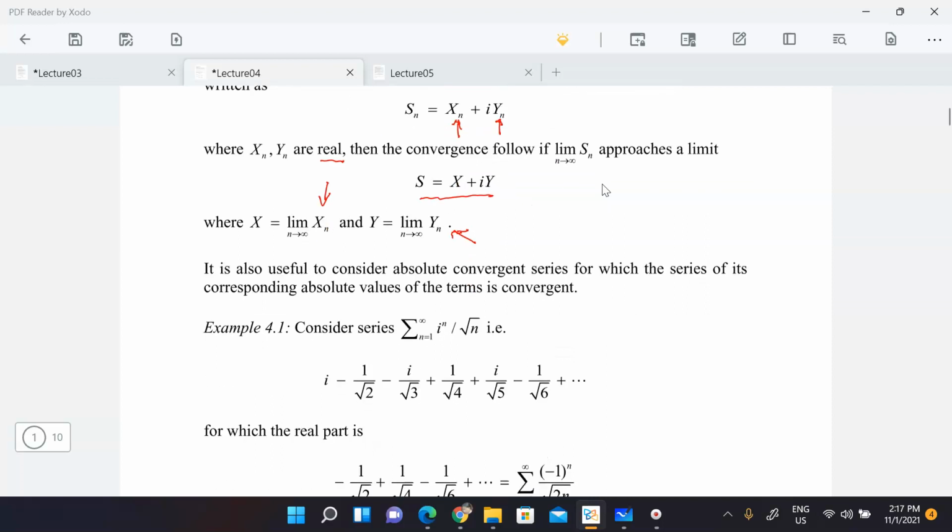So here is a series. Where's my cursor? Can you see my cursor moving around? Somebody please confirm. Okay, good.